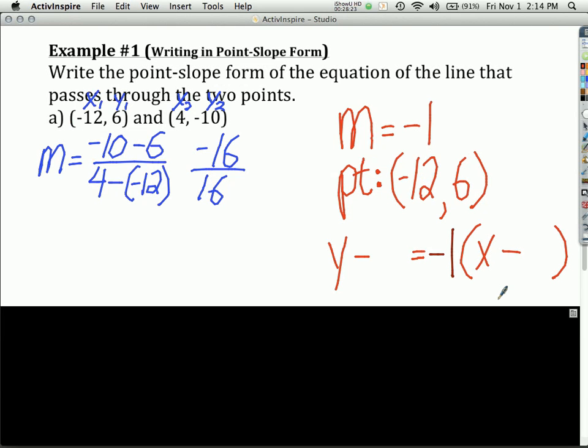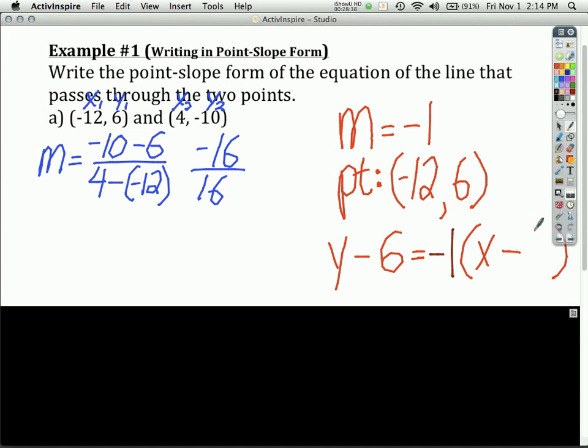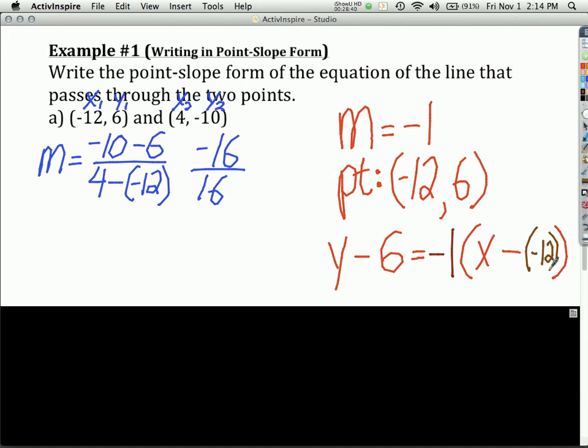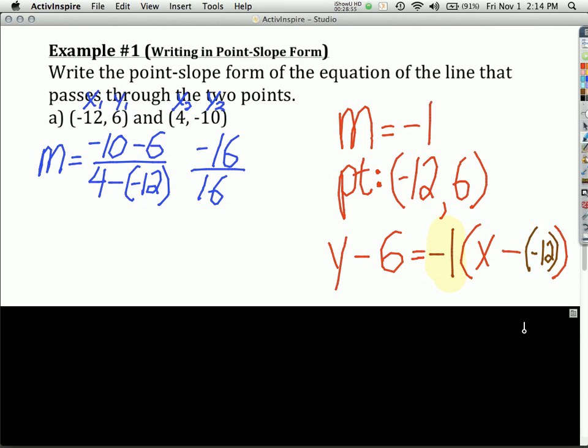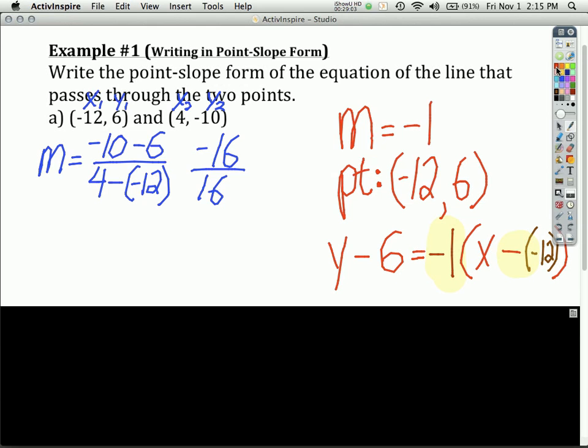So now we have to plug in things correctly. This location is the y value, so we put the 6 there. This location is the x value, but that's a negative number, so now I need to be careful that this is going to be negative 12, like that. Once we have this, now we need to make it look the way it's supposed to look. For example, we don't write negative 1 when it's in front of something, and we do not write minus a negative. So we need to just fix those two things, and then we will have our equation.